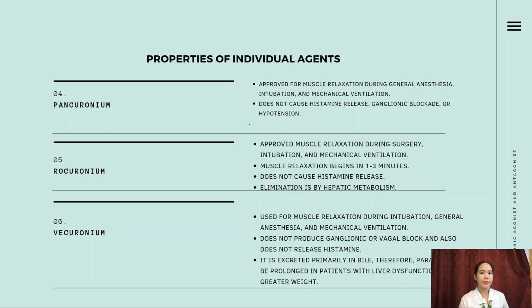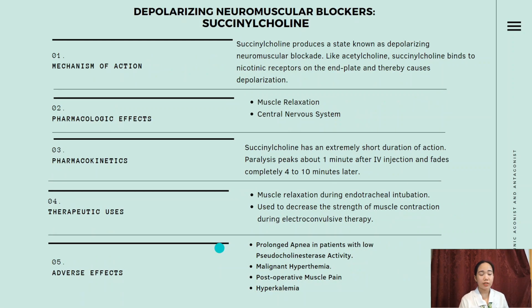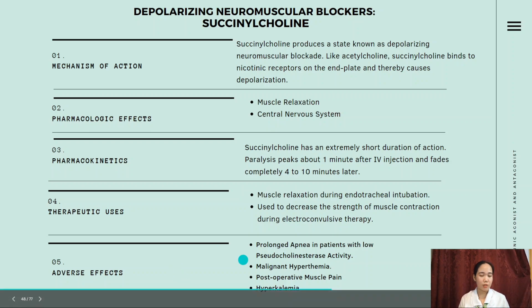Next, guys, we have the depolarizing neuromuscular blocker, or succinylcholine. The depolarizing NMBAs have a short duration compared to the non-depolarizing ones. For the mechanism of action, succinylcholine produces a state known as depolarizing neuromuscular blockade. Like acetylcholine, succinylcholine binds to nicotinic receptors on the end plate and thereby causes depolarization.